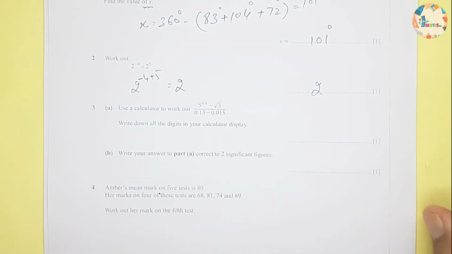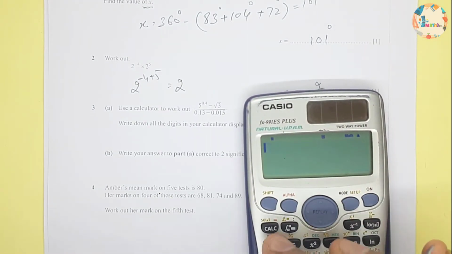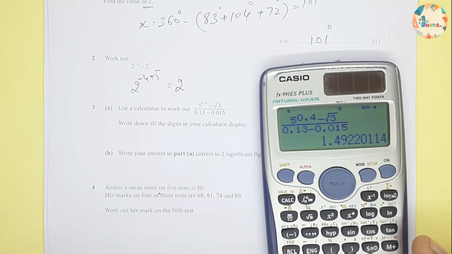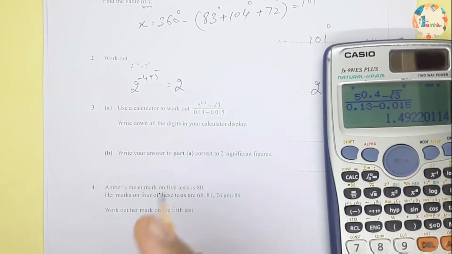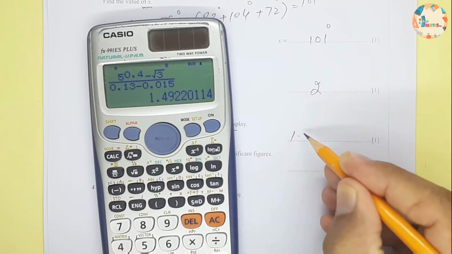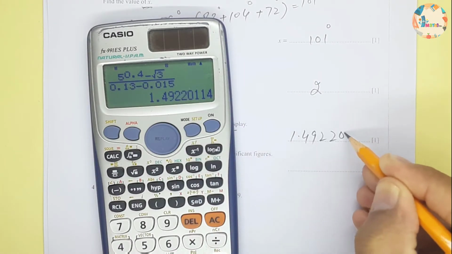Use a calculator to work out this one, so we can use a calculator. This will be 5 raised to the power 0.4 minus square root of 3 divided by 0.13 minus 0.015, and the answer will be 1.49220114. So write down all the digits in your calculator display. So we'll be writing all the digits: 1.49220114.